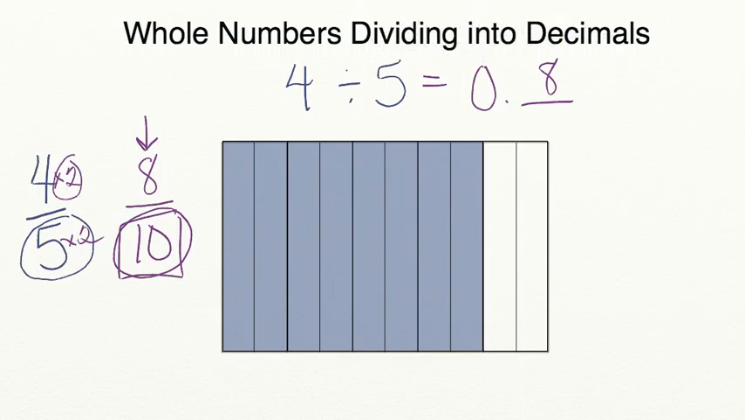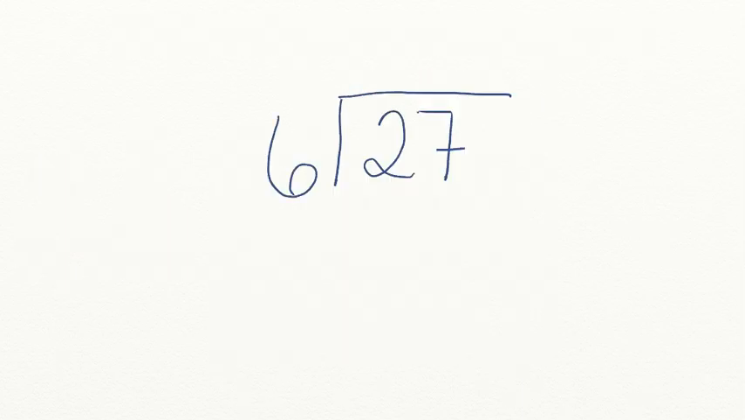Another strategy that you can use to divide whole numbers into decimals is using long division. Let's go ahead and try one together. Let's practice our long division by dividing 27 by 6. Our first step is to see how many times we can fit the number 6 into the first digit of our dividend. Since 6 is greater than 2, we can fit 6 into 2 0 times.